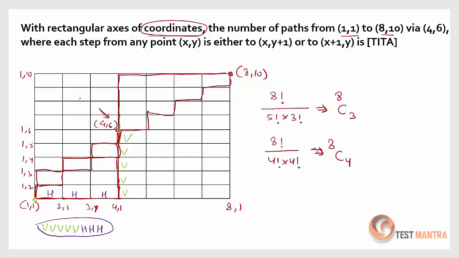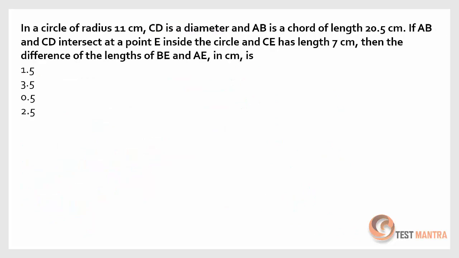Basically you can say it's a case of AND here, because I am moving from this point to this point, and then I'm moving from this point to this point. So AND represents multiplication. Let's multiply these values. 8 factorial divided by 5 factorial into 3 factorial into 8 factorial divided by 4 factorial into 4 factorial. Correct? So the value is here. If we'll take the first one, that will be nothing but 56. If we'll take this, that's nothing but 70. My overall value is nothing but 3920.